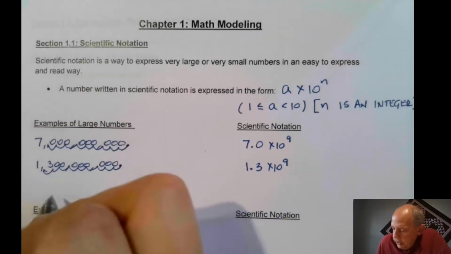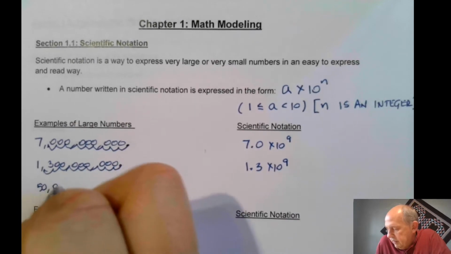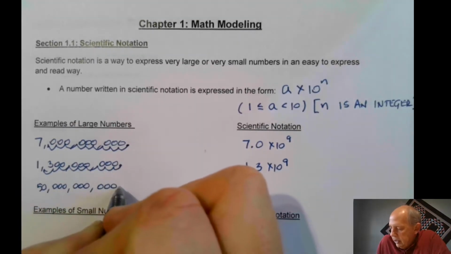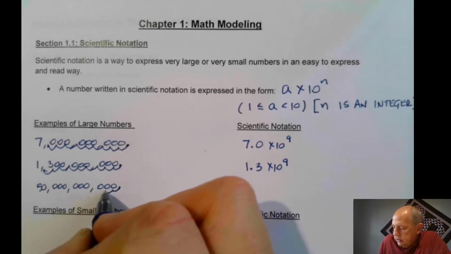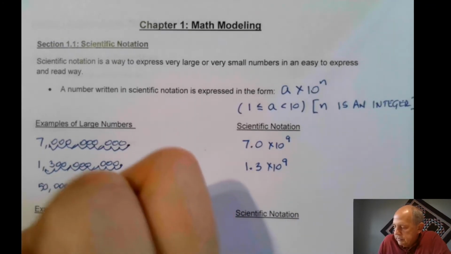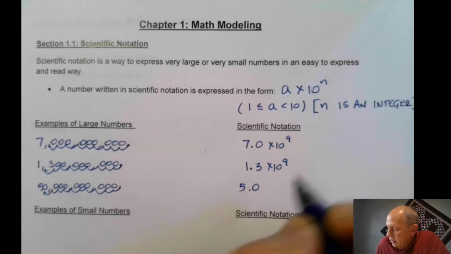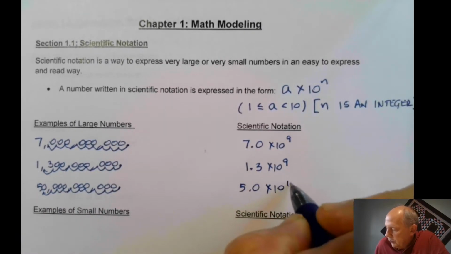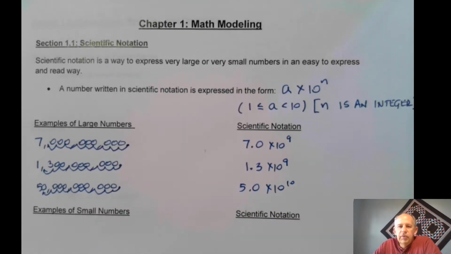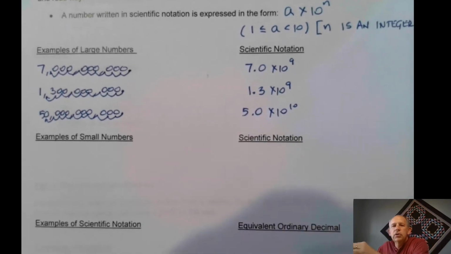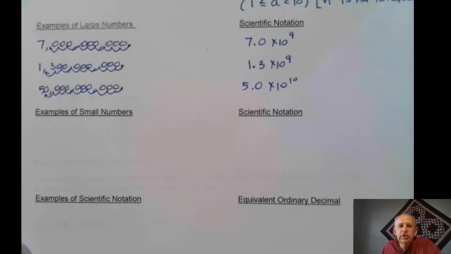So another one, let's say we have 50 billion. My decimal is right here. 1, 2, 3, 4, 5, 6, 7, 8, 9, 10. My A value is 5.0. And my n, I move the decimal over 10 places. So there are some really large values that we have. Let's take a look at some small numbers.